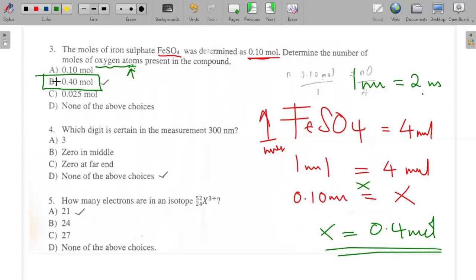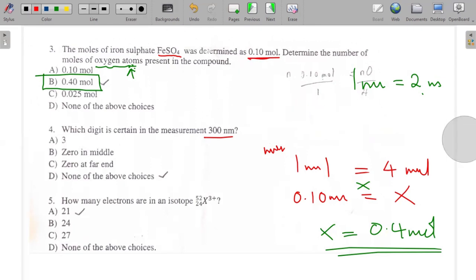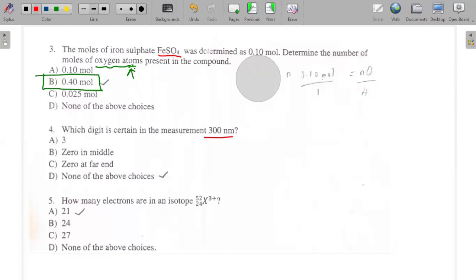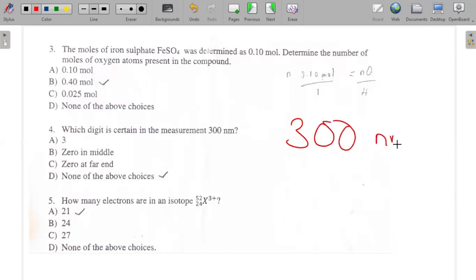So I'll just be moving. Whenever you have a question, just ask. Then question 4, which digit is certain in this measurement here? Most people get this question wrong. We said for us to identify a certain digit, we first have to identify the uncertain digit. So this number has been written as 300 nanometers, right? The uncertain digit is the last significant figure that you can see in a number.